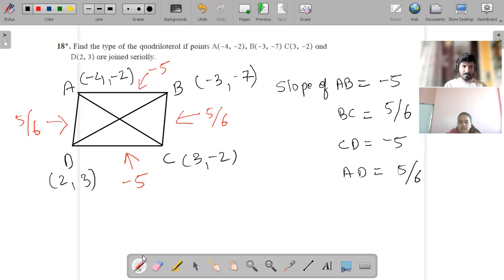Yeah, but the first diagonal is 0 and the second one is 2. That means the diagonals are not the same. So it will not be a rectangle, nor will it be a square, because in a rectangle and in a square the diagonals have the same length. In this case, it is not having the same slope. That is why you can say that this is a parallelogram.